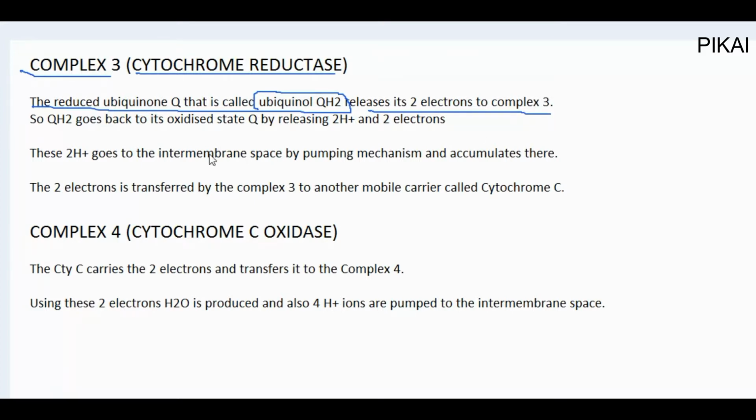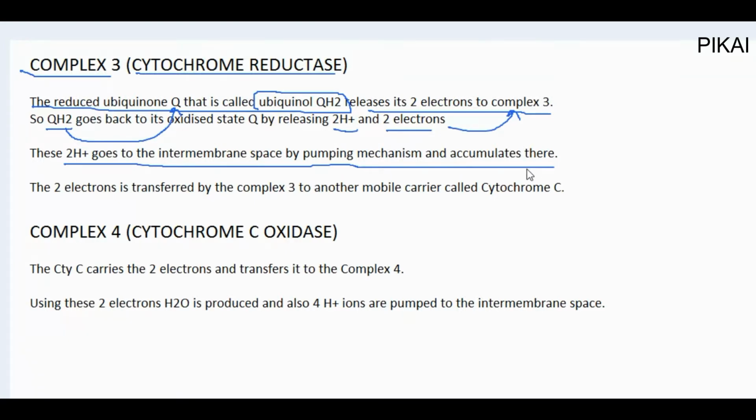Now this ubiquinol goes back to its previous state, ubiquinone, by releasing its two hydrogen ions and two electrons to complex 3. Now what happens, let's see. These two hydrogens go to the intermembrane space by a pumping mechanism and accumulate there.